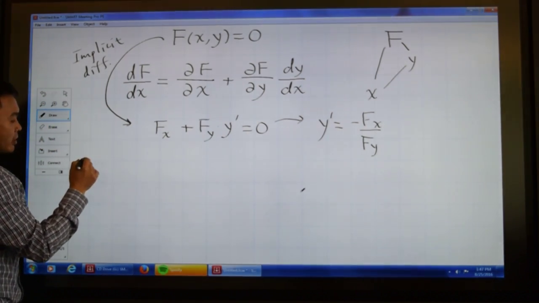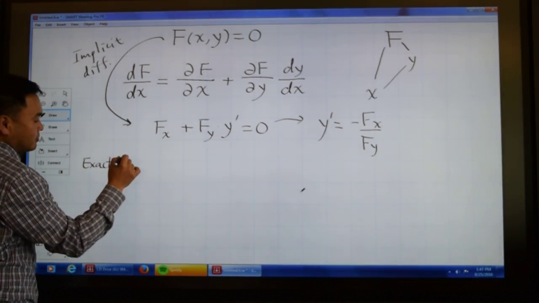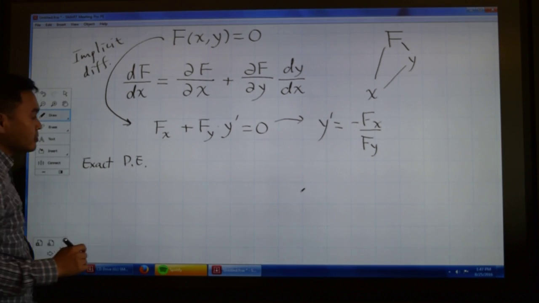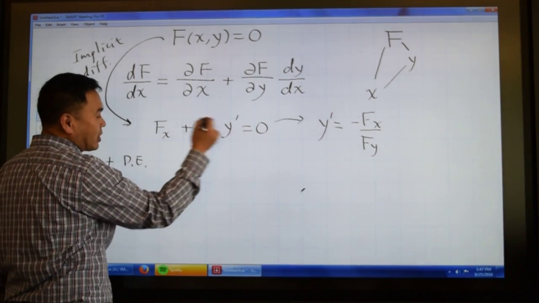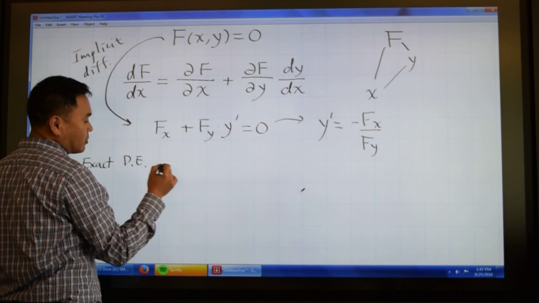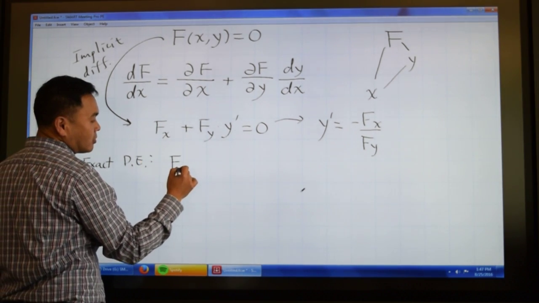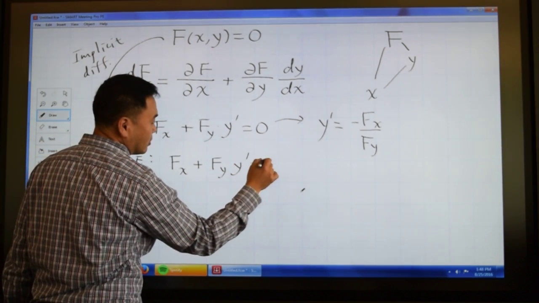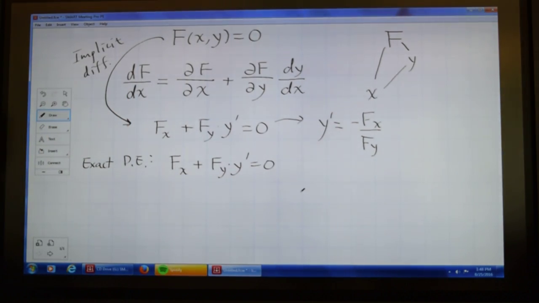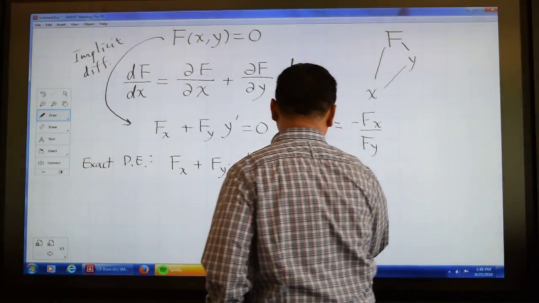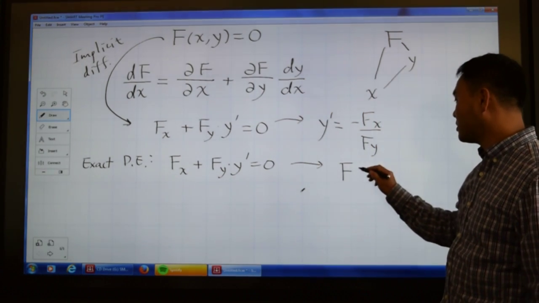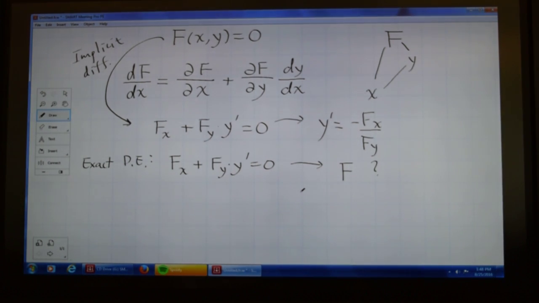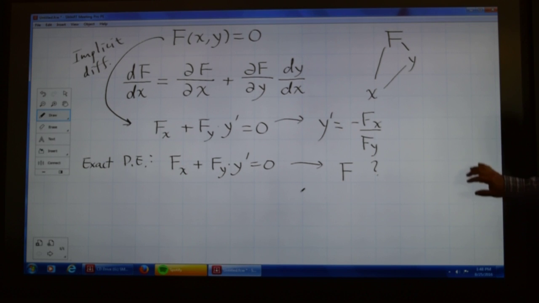Now let's think about solving exact differential equations. Now exact differential equations, they look like the following. You have some differential equation given in this form. And from here, we're trying to find out what f was. What is f? What was the original f? That's the way you understand this exact differential equation.